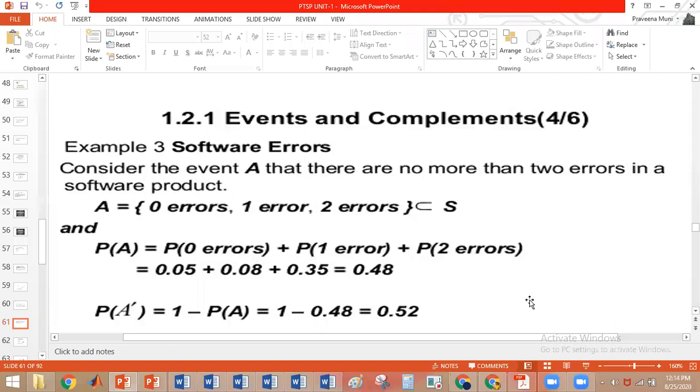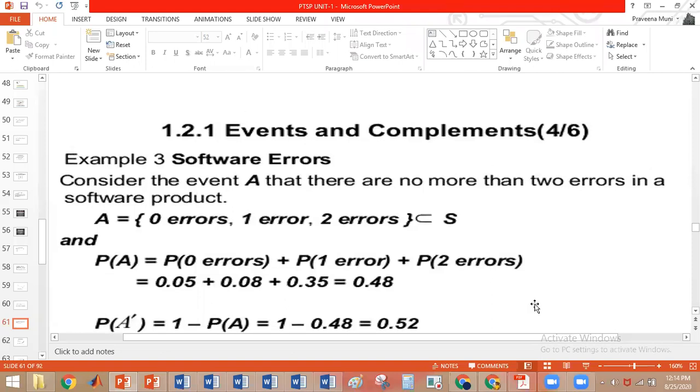For example, we take an example here. Consider the event A that we have no more than 2 errors in the software product. So event A will have 0 errors, 1 error, 2 errors. This will be a subset of S. To find the probability of A, you have to find the probability of 0, probability of 1, probability of 2. For example, probability of 0 is 0.5, probability of 1 is 0.08, probability of 2 is 0.35. If you add all these three, we get 0.48.